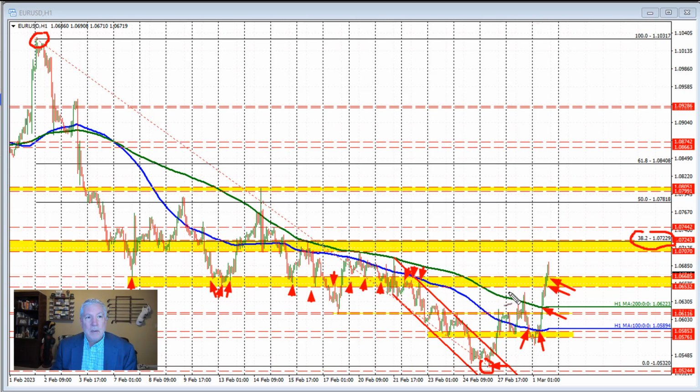In the short term, for traders looking for more upside, we have to see the price find support near the 1.0653 going into trading today, if the bias is going to remain to the upside.